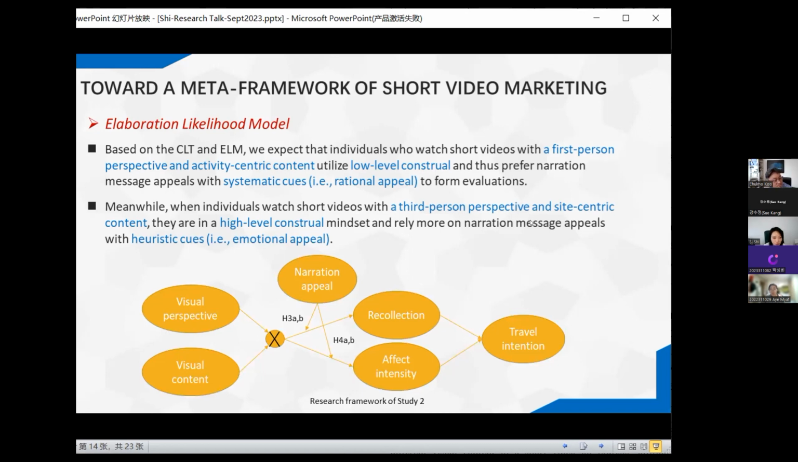We also propose two mediators in between, which are recollection and affect intensity. Recollection is a key mediator through which the match between the low-level construal and rational appeal enhances the travel intention. And affect intensity is a key mediator between the impact of the match between high-level construal and emotional appeal and the travel intention. Okay, so here's the model of study 2.